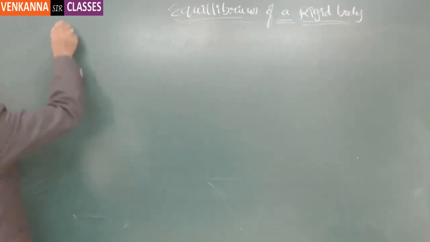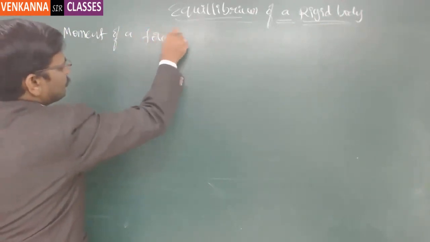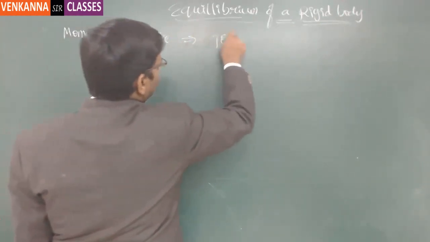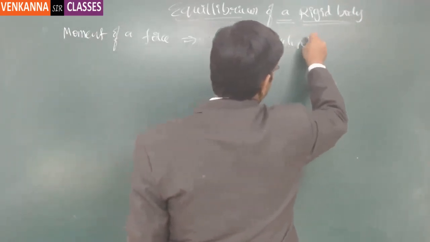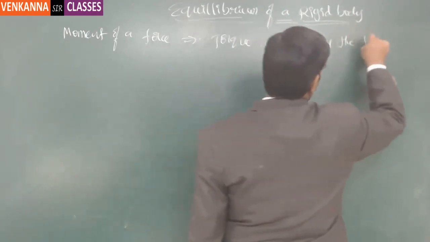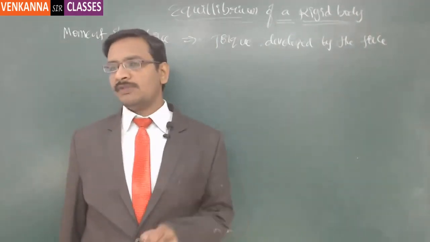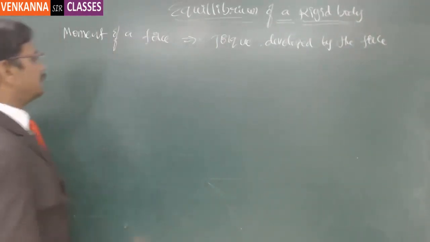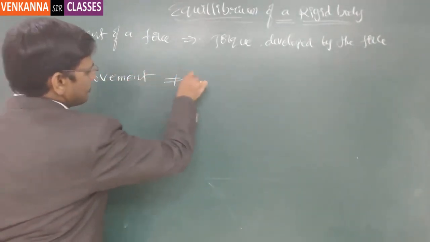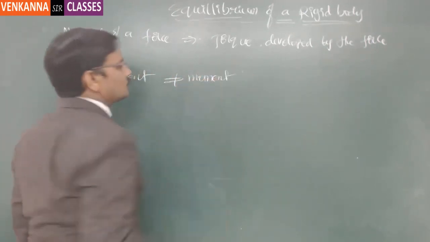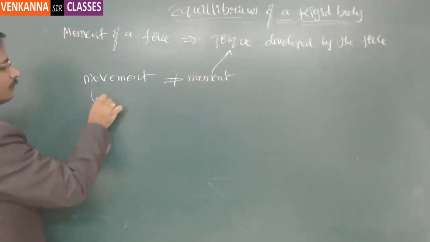So moment of the force, torque developed by the force. Both are one and the same. These are actually synonyms: torque and the moment of the force. Movement is different and moment is different. Movement is not torque; torque is the moment. Movement is moving from one location to another location.